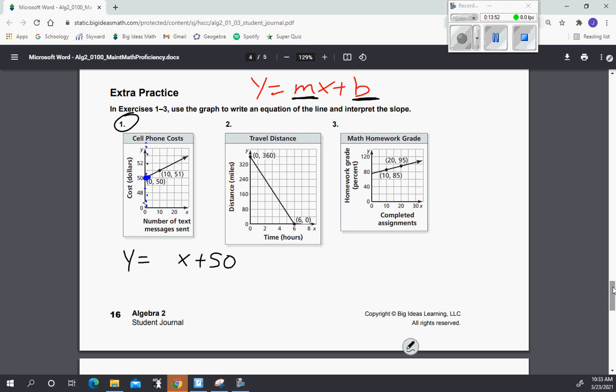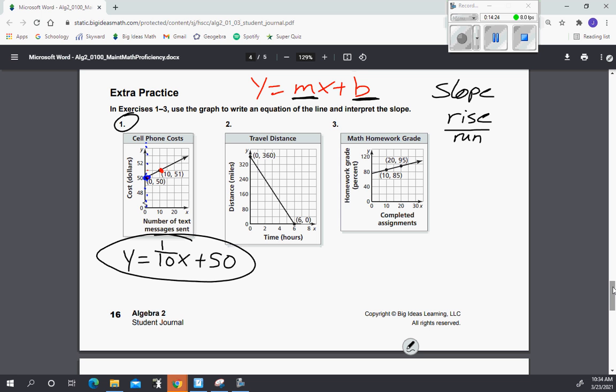Slope. How can you find slope? Well, it's rise over run. So from point 50 to go up to this point here at 51, how far up did it go? Well, it went from 50 to 51, so it went up 1. How far over did it go? Well, it went from 0 to 10, so it's 1 over 10. There's my equation.